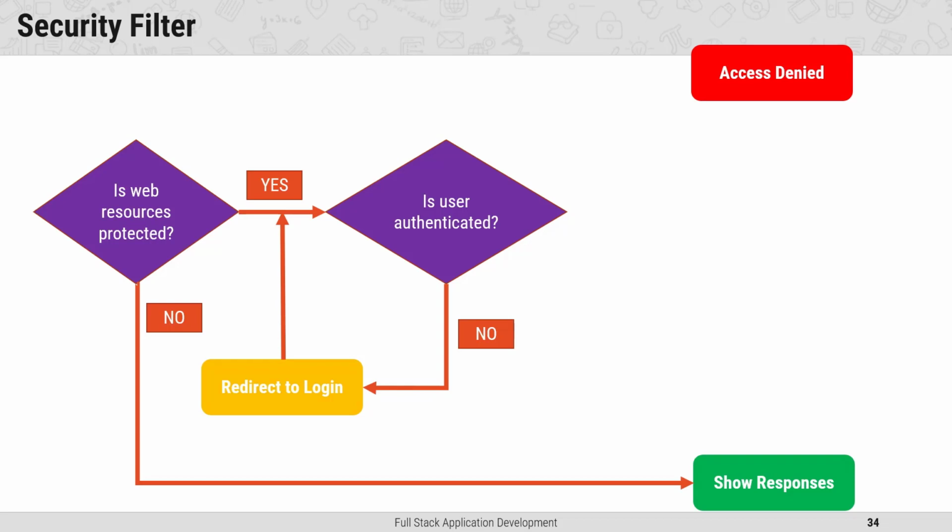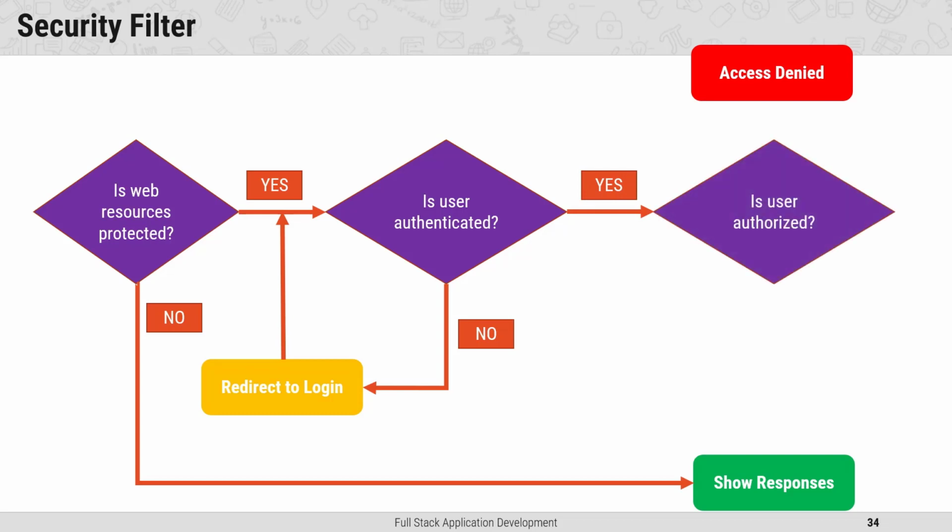But if the user is authenticated, then the response would be shown to the client, and it would also be checked whether the user is authorized to access that resource. If yes, then it will show the response to the user. Otherwise, it will simply give the message that access is denied. So this is how the security filter works.